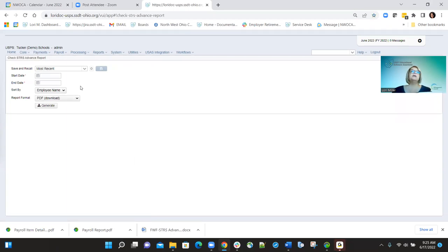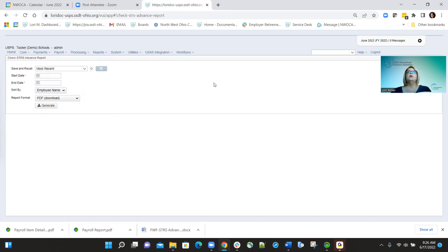And then the district should be able to run this report. So probably their advance started on 7/1, and then they would have to make sure that they know what the ending date was. So maybe it ended 9/1. So the advance was finished by 9/1. So they ran it from 7/1 through 9/1. They could generate that report.